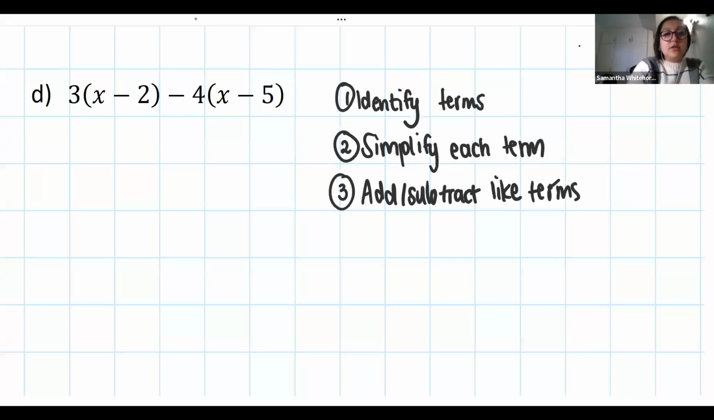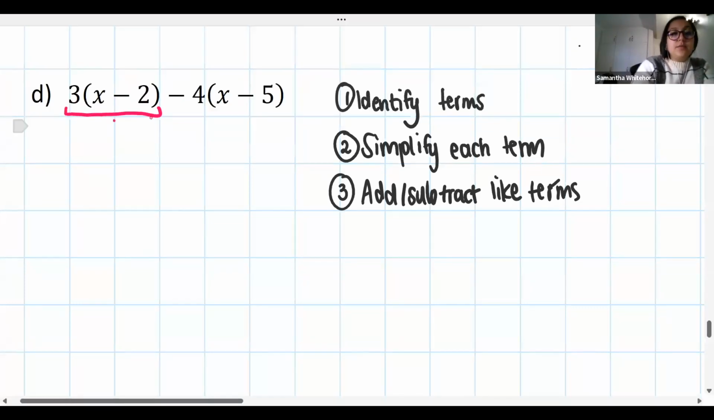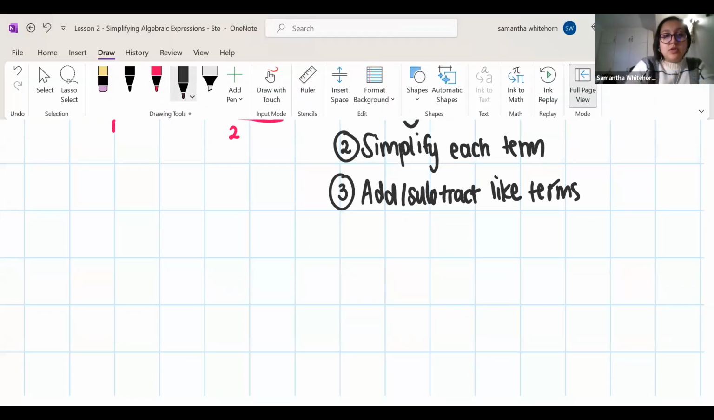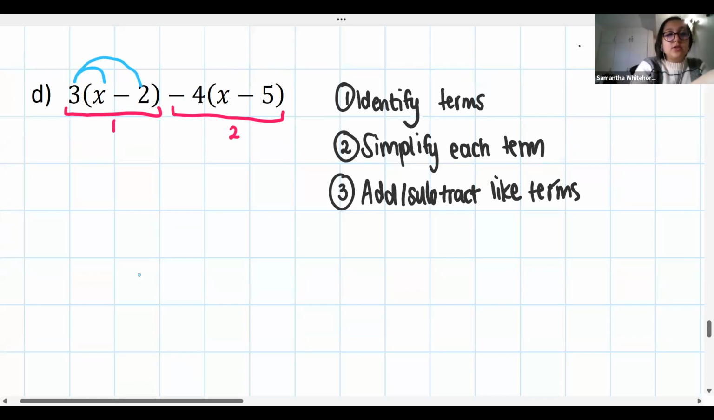So the first thing that we do, grade 8, we identify our terms. We've got one term separated by this minus sign. So our first term is 3 times the bracket. Our second term is -4 times the bracket. Once we've done that, we need to simplify each of those terms. So what we want to do now is distribute the 3 into the first bracket and the -4 into the second bracket.